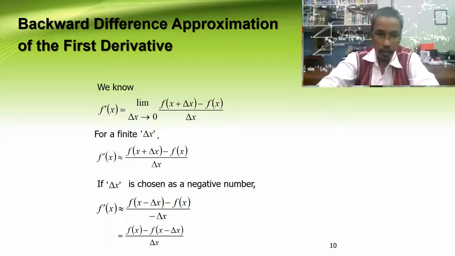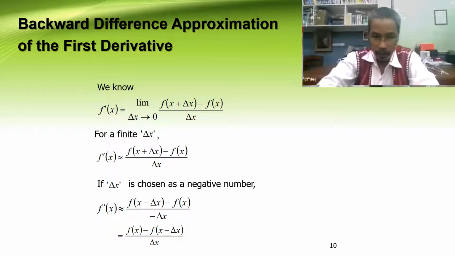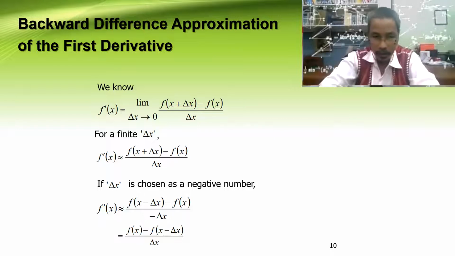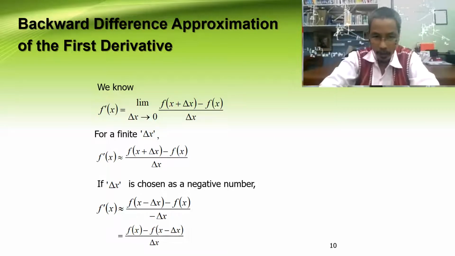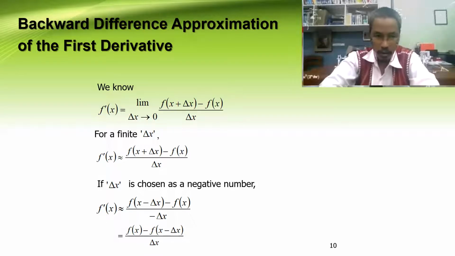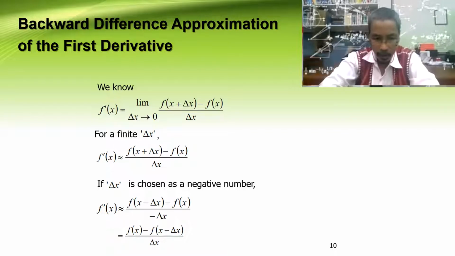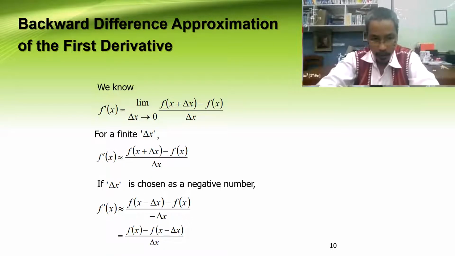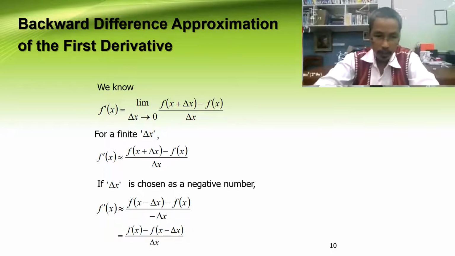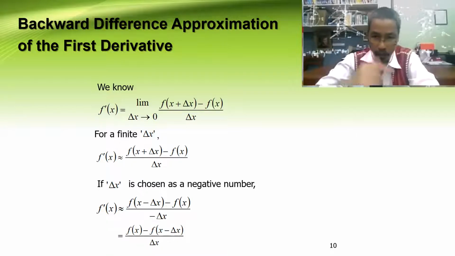So we know, again, the same definition in calculus that the first derivative is the limit of the function f(x plus delta x) minus f(x) over delta x as delta x approaches 0. And for a finite delta x, we have the approximation [f(x plus delta x) minus f(x)] over delta x, as we already talked about and explained lengthily in our previous module.